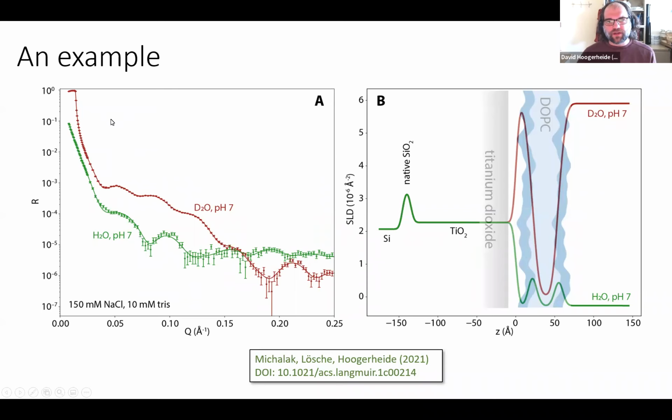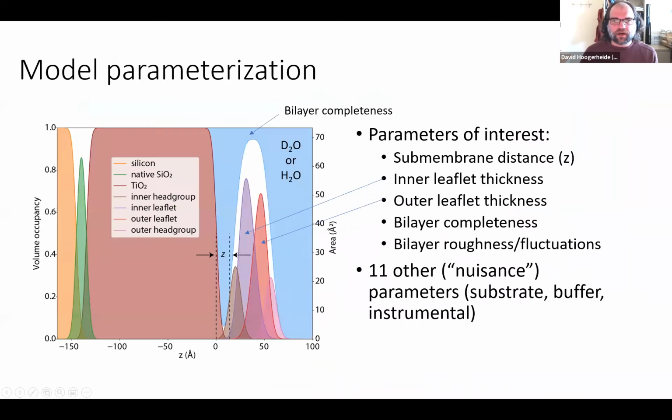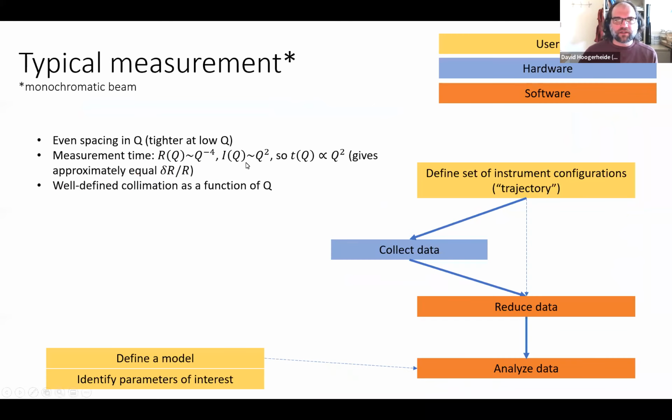Because the reflectivity drops off as Q to the fourth, and we also open our collimation as we go to higher angles, to get a constant delta R over R, we typically say the measurement time per point should scale with Q squared. And we have this well-defined collimation as a function of Q that gives us these relationships.